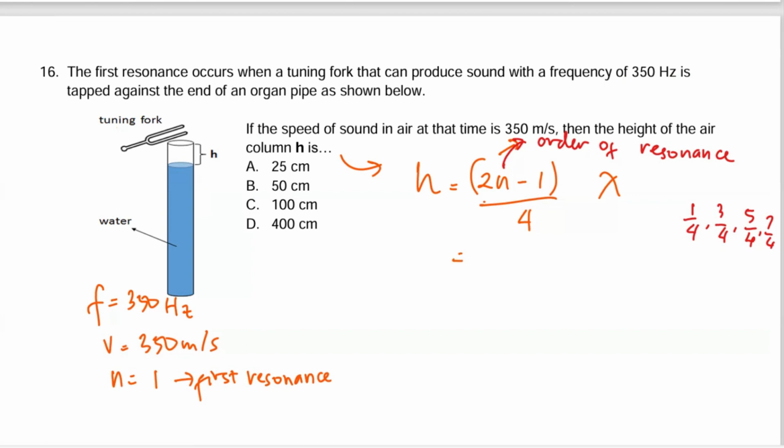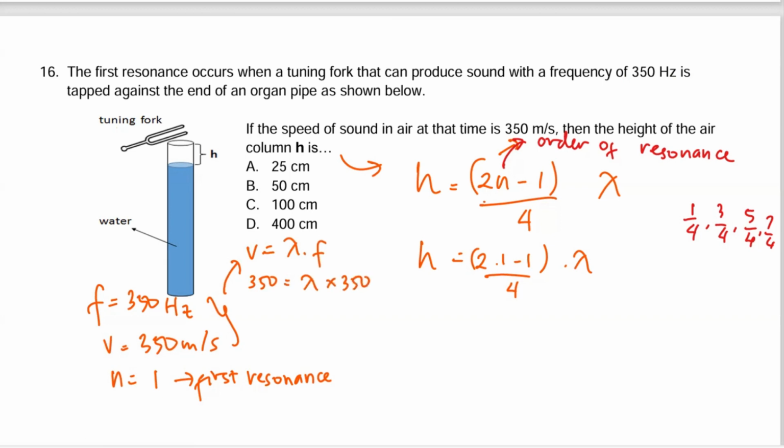Okay, so because this is the first resonance, h is going to equal 2 times 1 minus 1 over 4, right? Times lambda. We don't know the lambda, so we need to count it first. We know that v equals lambda times f. v is 350 meter per second, lambda we don't know, and the frequency is 350 Hertz. So lambda equals 350 over 350, so lambda equals 1 meter.